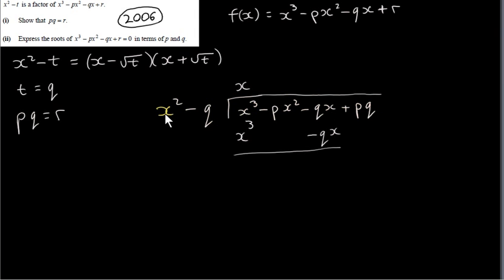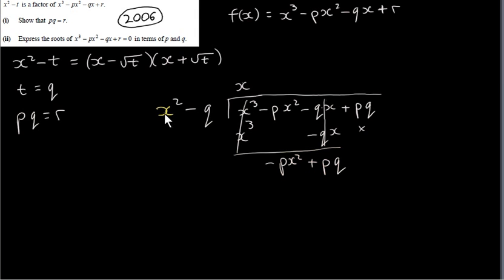So you begin by dividing x squared into x cubed to get x. Then you multiply x by x squared to get back x cubed. X times minus q is minus qx, so you have to write minus qx in under this term. The next step is to subtract. When we subtract, we get 0 here. We have minus px squared minus 0 is minus px squared. Minus qx plus qx gives us 0. And after subtracting, we take down the next term, which is plus pq.